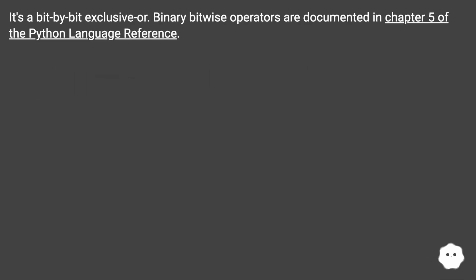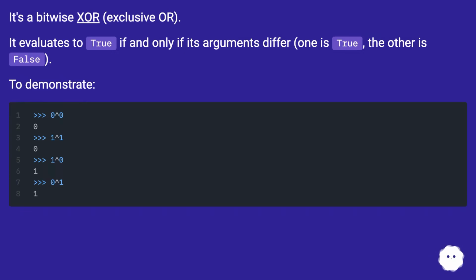It's a bit-by-bit exclusive OR. Binary bitwise operators are documented in Chapter 5 of the Python language reference. It's a bitwise XOR, exclusive OR. It evaluates to true if and only if its arguments differ, one is true, the other is false.